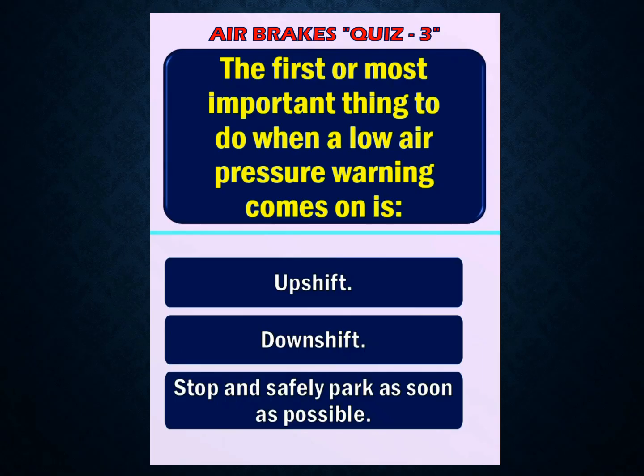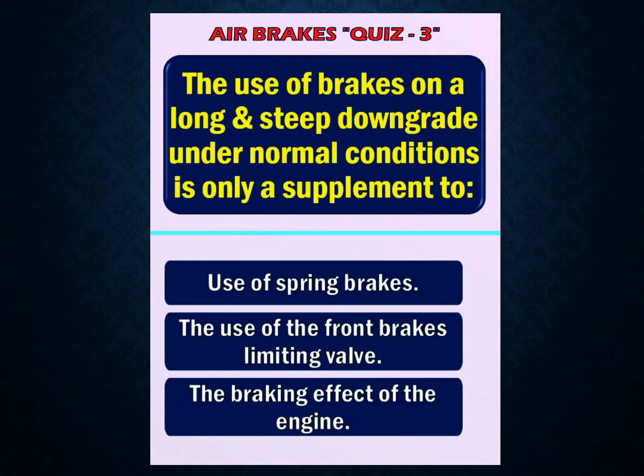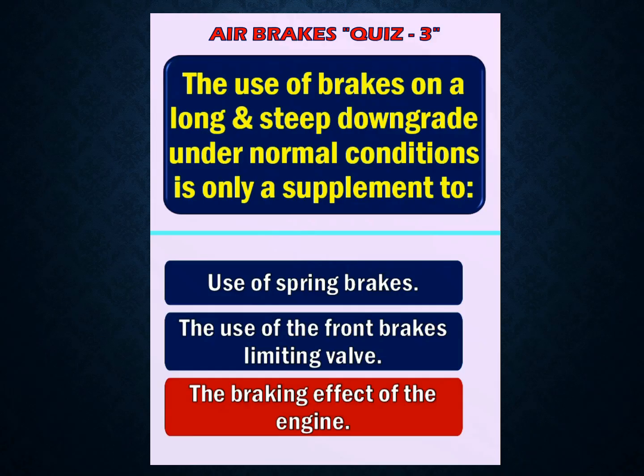The first or most important thing to do when a low air pressure warning comes on is. The correct answer is C. Stop and safely park as soon as possible. The use of brakes on a long and steep downgrade under normal conditions is only a supplement to. The correct answer is C. The braking effect of the engine.